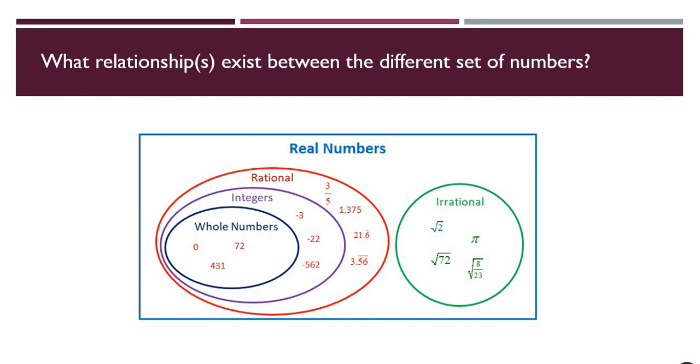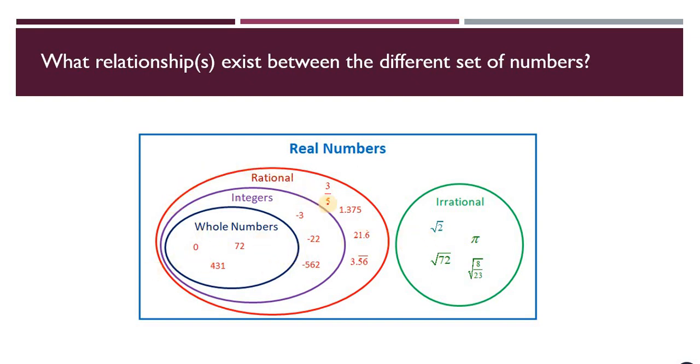So what relation exists between the different sets of numbers? Here we have the set of real numbers, the universal set. And it includes rational numbers and irrational numbers. Now, because a rational number cannot be an irrational number and an irrational number cannot be a rational number, they are disjoint sets. They share no common member. So, therefore, they are separated.